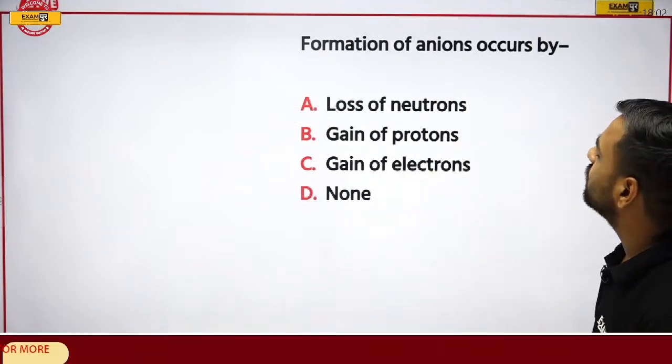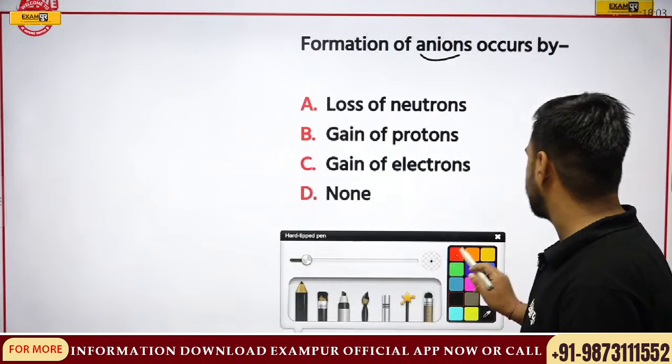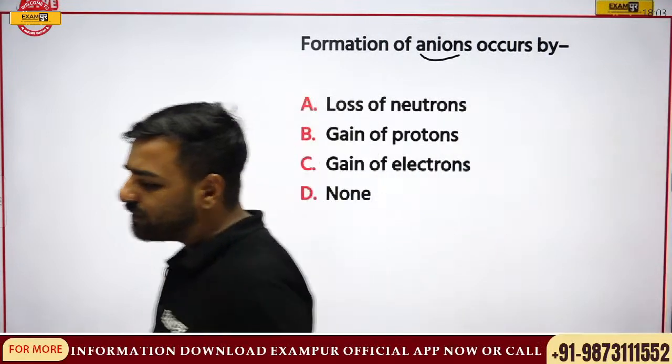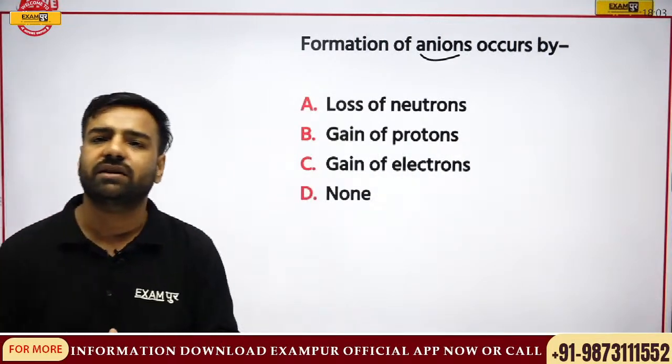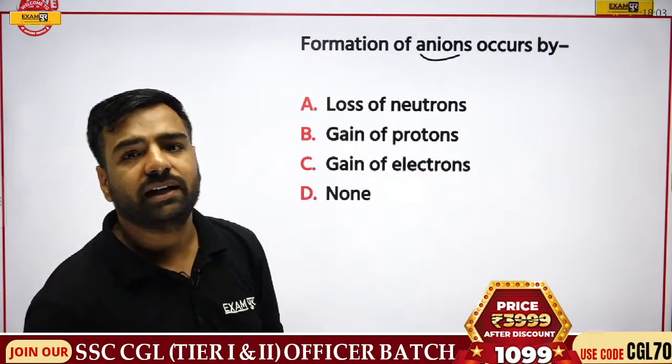So we have the first question. Formation of anions occurs by what? We have 4 options here: loss of electrons, gain of protons, gain of electrons, or none. What is the correct answer? And everyone who is there in the session, kindly like it and share it. I'm waiting for the answer. Formation of anions occurs by dash.